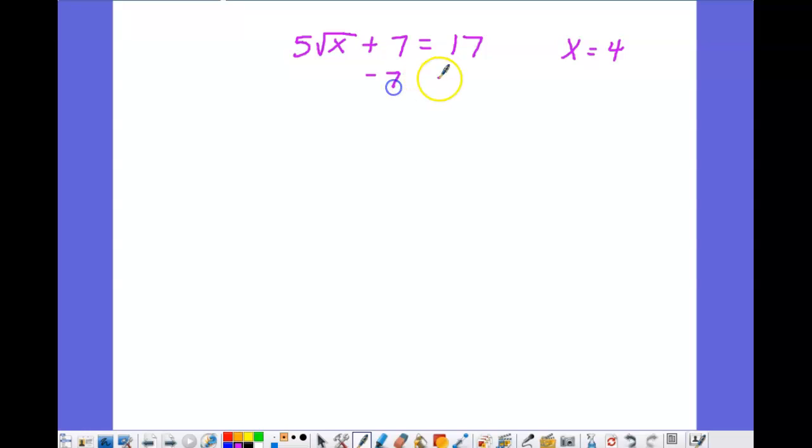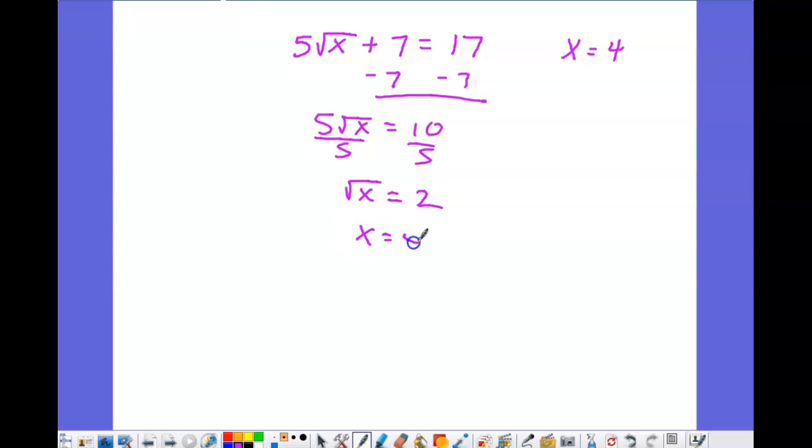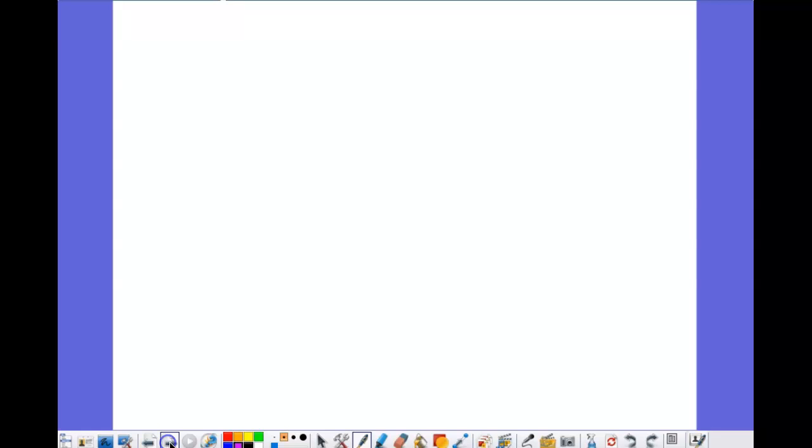So first we would minus the 7, right? Then we would divide by 5. And then we would square both sides. Yeah, looks good to me. All right, let's go ahead and take a look at the next one.